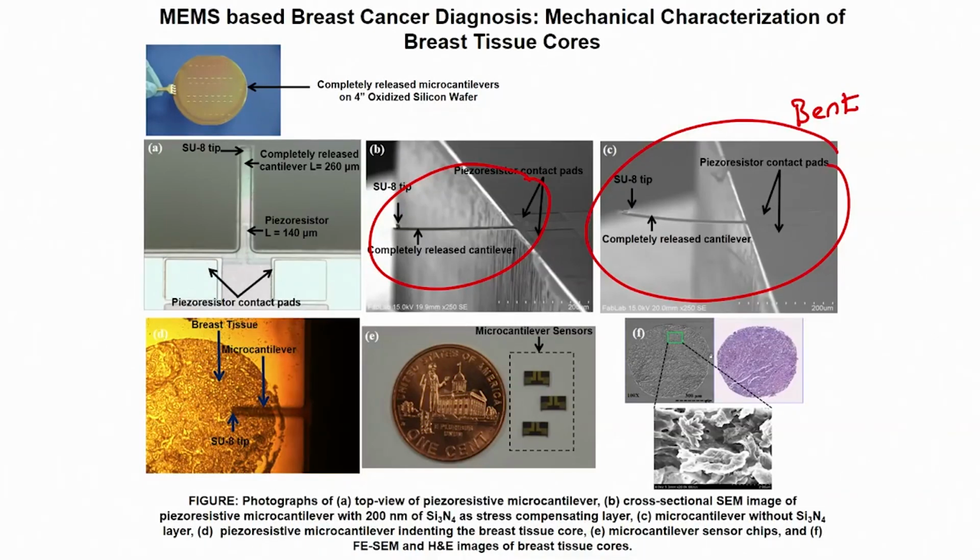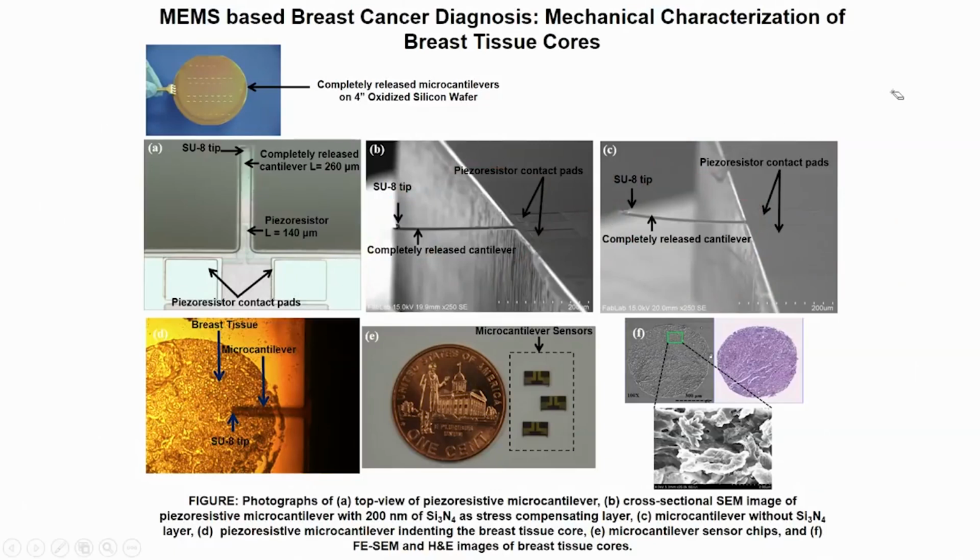If the recipe is wrong, then you will have this kind of device, but what we require is this one, right. So, we will see how we can fabricate this piezoresistive microcantilever and how it can be used for several applications, including measuring the properties of tissue.